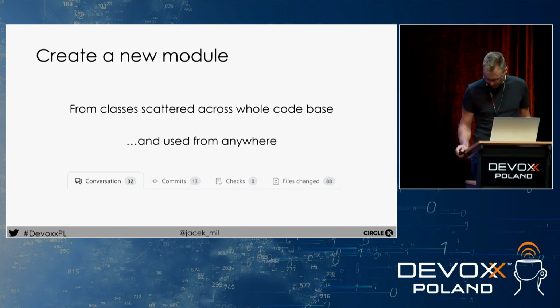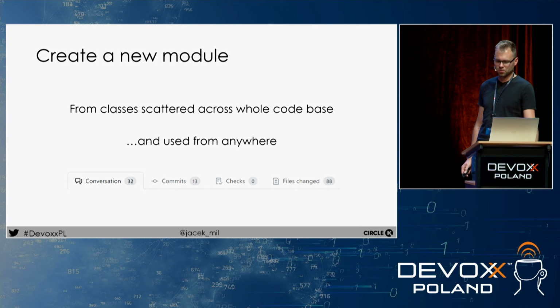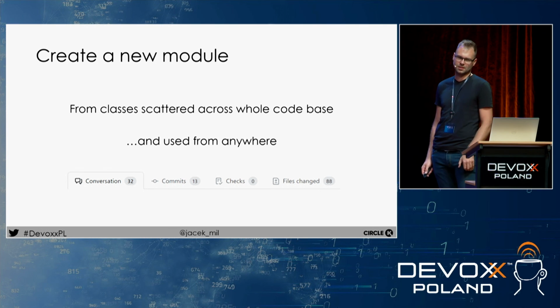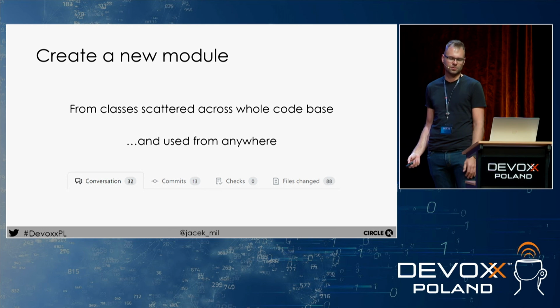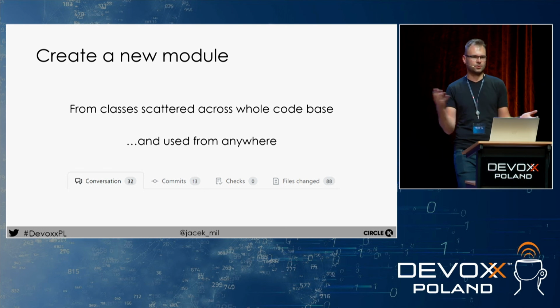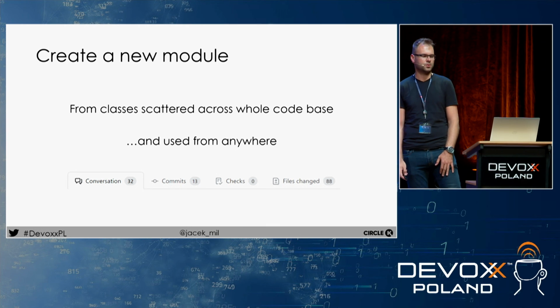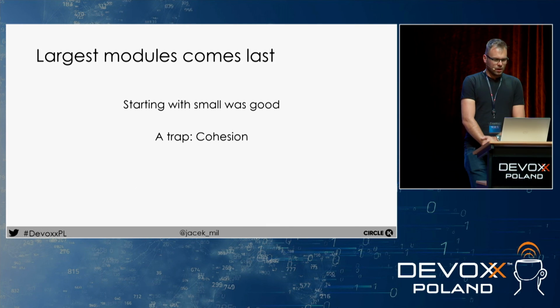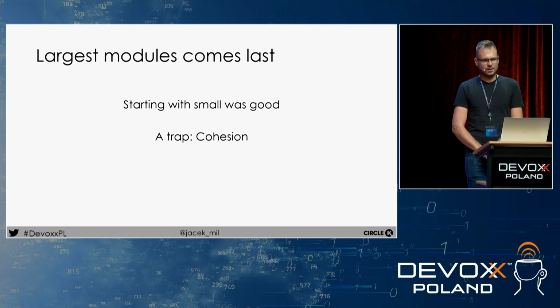The interesting parts that came up were, for example, creating a new module, and you see a screenshot from GitHub with a pull request. There's a significant number of changed files, right? 88, pretty long discussions. So creating a module from classes scattered across the code base is not that simple. And the largest modules come last.